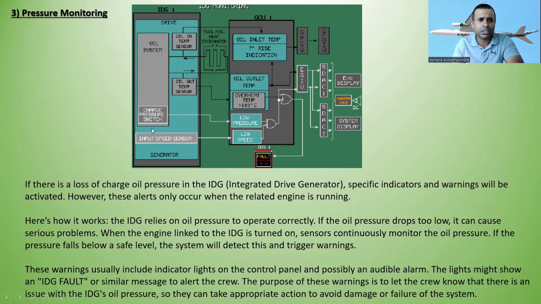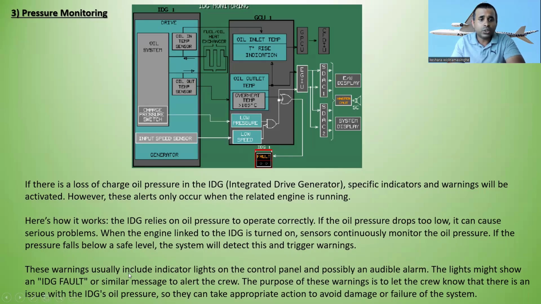You can see the charge pressure. If the pressure is low, they will detect low pressure and low speed, and then it goes through an AND gate, and then to the engine interface unit 1 or 2, and then the same warnings display: the system display will show it, the master caution also shows, the engine warning display also displays, and the IDG fault light comes up.